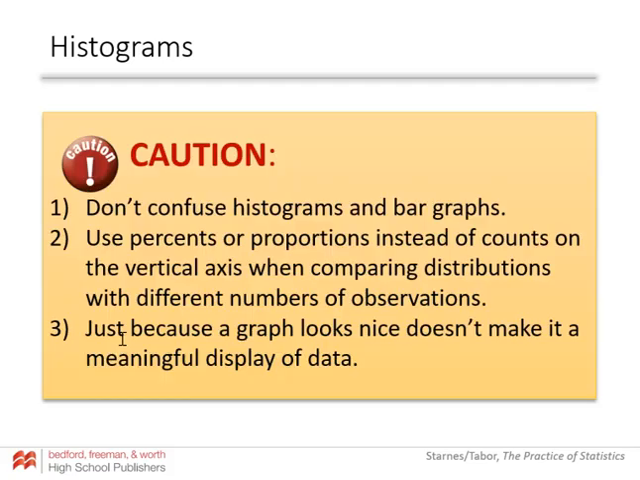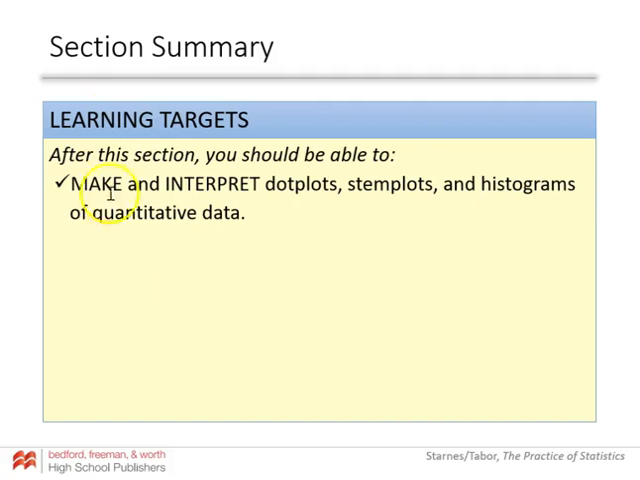And then, just like we talked about at the very beginning of class, just because a graph looks nice doesn't make it meaningful. Okay, so we have to make sure that we have axes labeled. We have to make sure that we choose a graph that makes sense for the data that we're trying to display. It's less important for it to look pretty and more important for it to actually give us some information. Okay, and that's it for graphs. So if we can draw those three, dot plots, stem plots, histograms, then we're good to go.